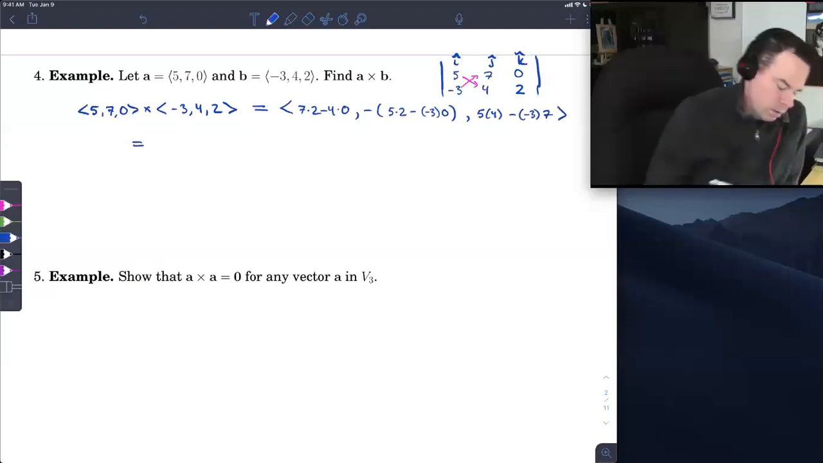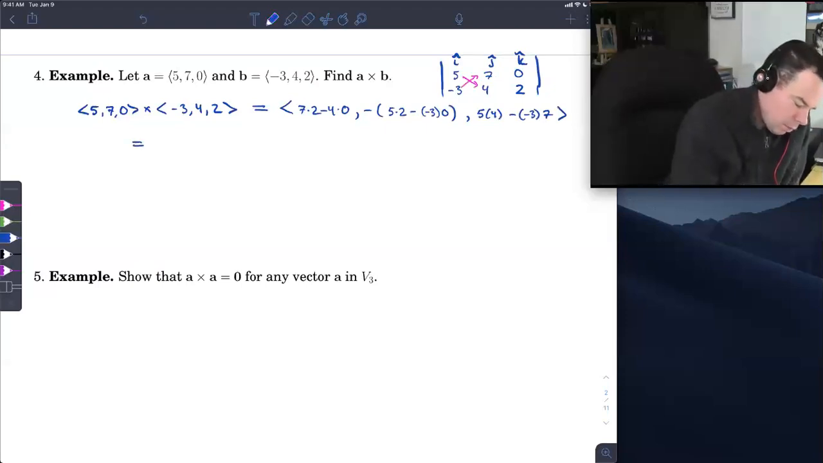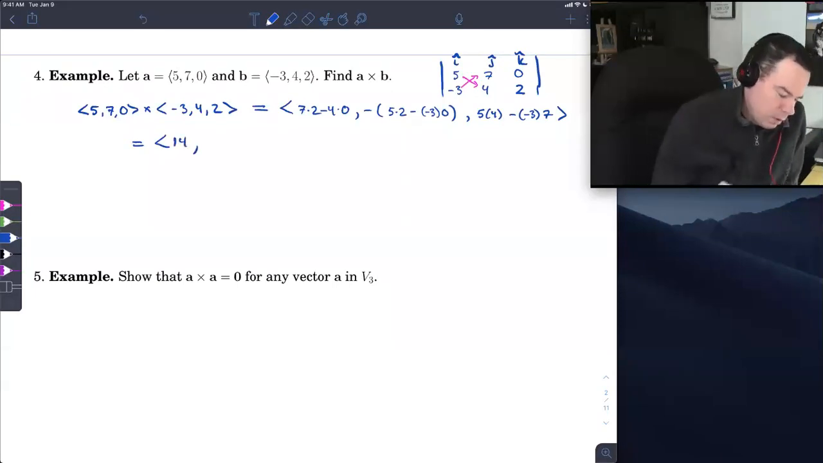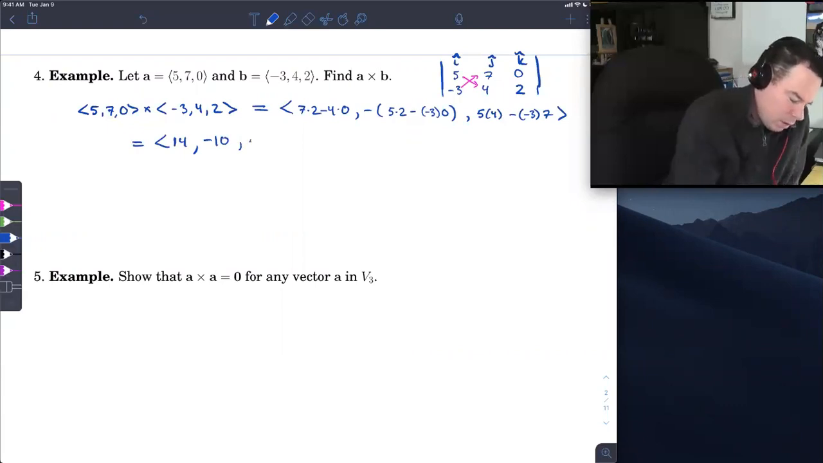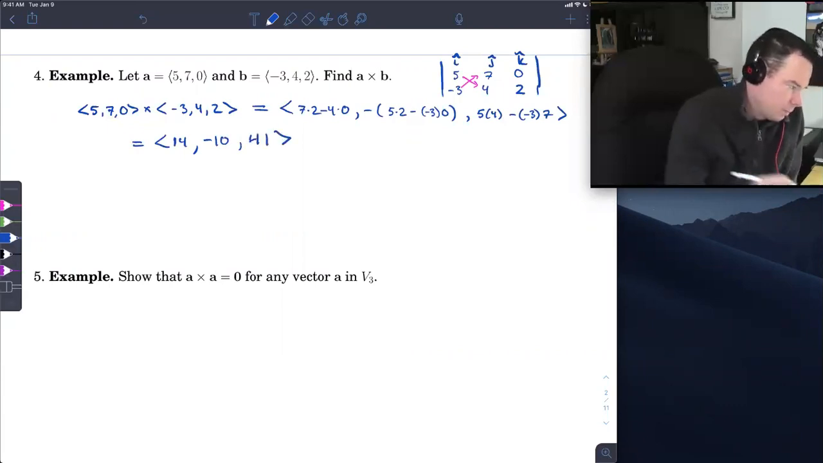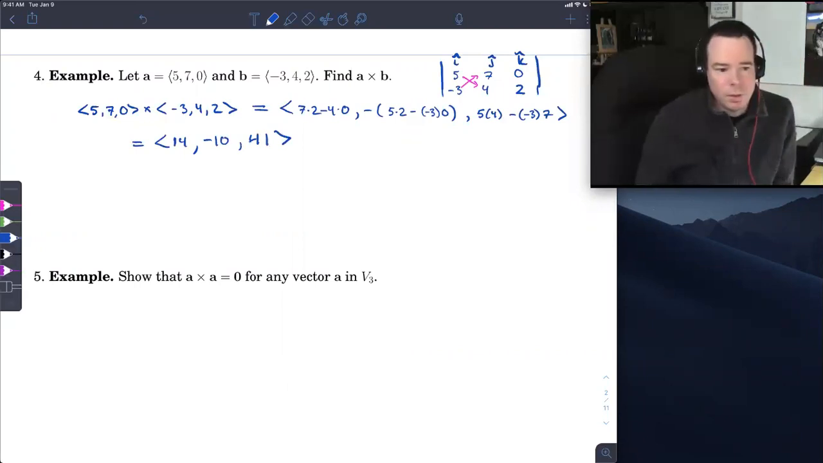So those are our 3 components, and now we can work out their values. The first one is 14, the next one is negative, so minus 10, and then we've got a 20 plus a 21, or 41. And so those are our components: 14, -10, and 41. Okay, so this is the cross product. This is how we're going to work it out.